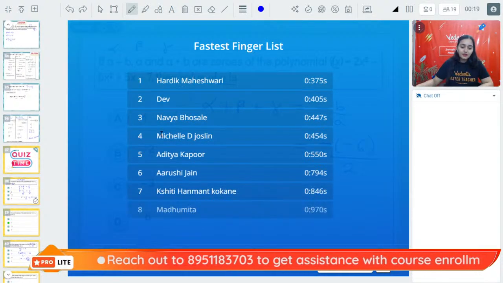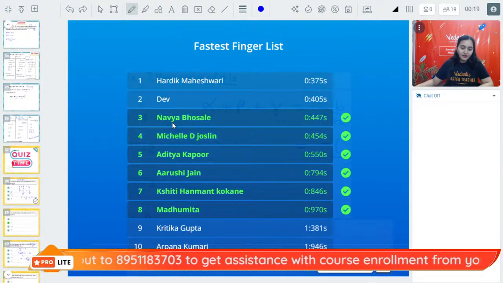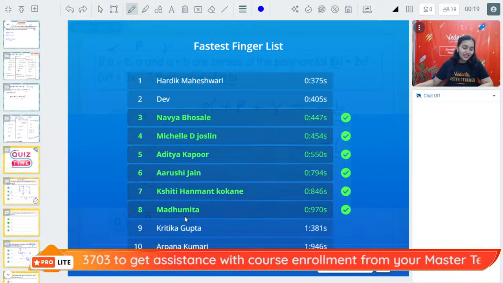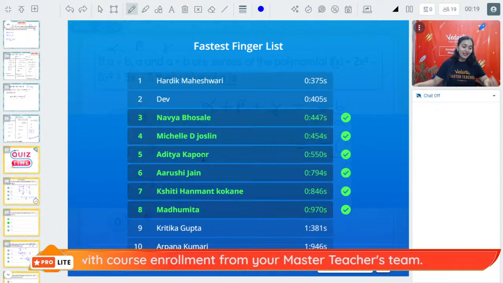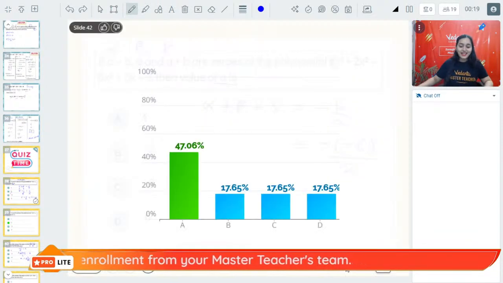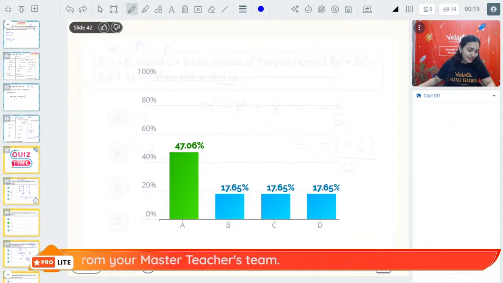On the fastest finger list, we have Navya, Michelle, Aditya, Arushi, Shiti, and Madhumita. Same students are doing correct answers and same students are giving wrong answers. Again and again. Yes, option A is the right answer.